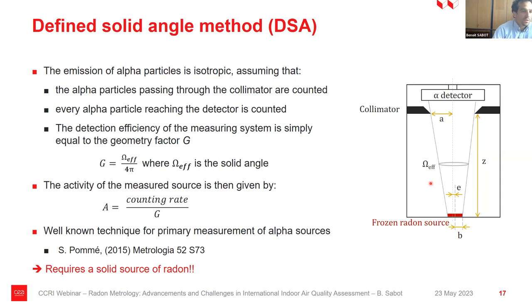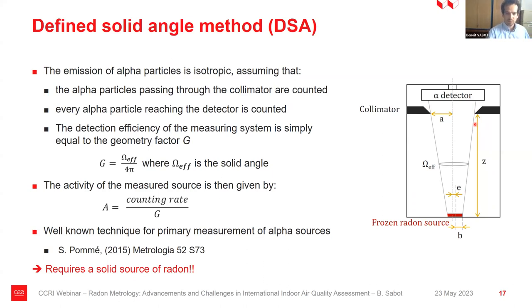What is this method? You can find a quite nice publication from Stéphane Pomé in Metrologia that will give you a lot of detail on the defined solid angle method. But the concept is as follows. You have a source, a solid source producing alpha particles. In front of this source, you will place a collimator and then an alpha detector. The idea is that every alpha particle reaching the detector is detected and counted. And we will use the mechanical parts to create a defined solid angle that can be used to calculate a geometric factor, in fact, the detection efficiency.